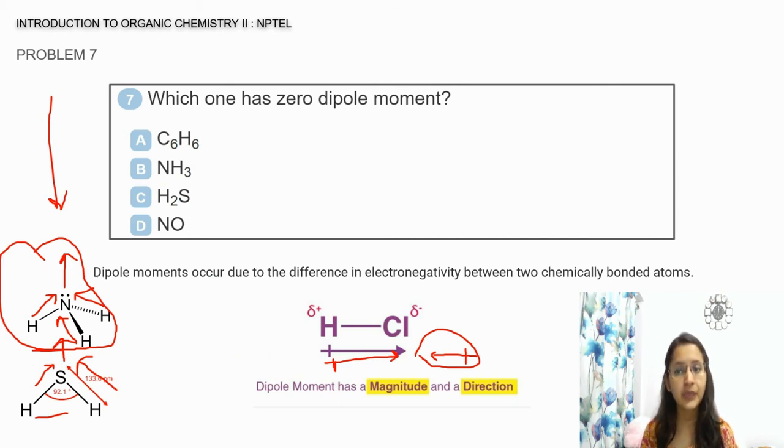Okay. So the correct option will be benzene ring. Not the ammonia, not the hydrogen sulfide, and not NO. It is benzene which has a zero dipole moment. So I hope it is clear.